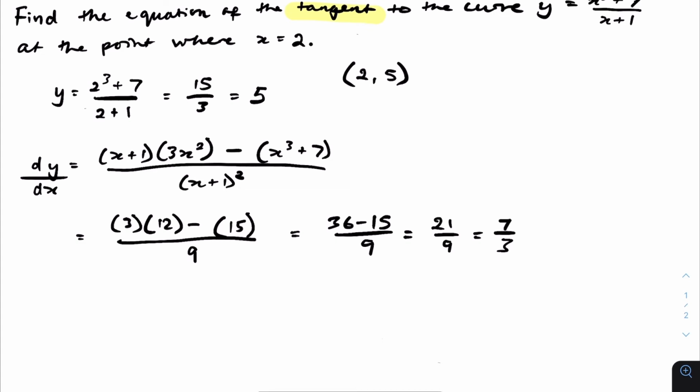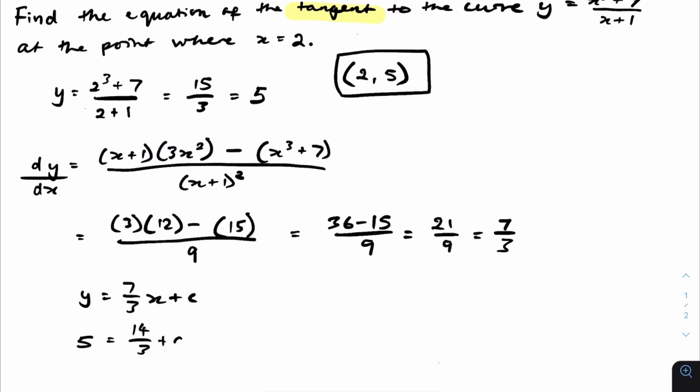And now we can just substitute it into the gradient formula. So we have y equals 7/3 x plus c, and we can substitute x and y in from over here. So x equals 2 and y equals 5. So 5 is equal to 14/3 plus c. So c is equal to 5 minus 14/3, which is equal to 1/3. So our answer is y equals 7/3 x plus 1/3.